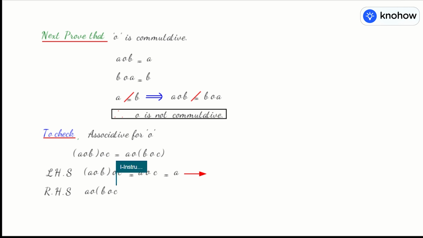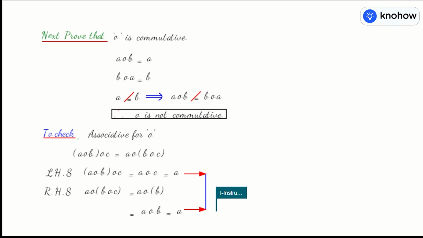AO(BOC). Now AO and BOC means the first element out of B and C is B. So again you get AOB. What is the first element? A. So from these two you find that finally for both we get A only.